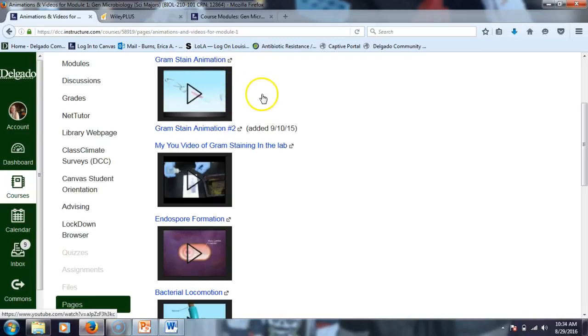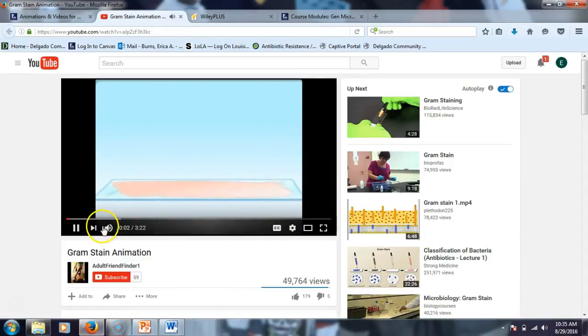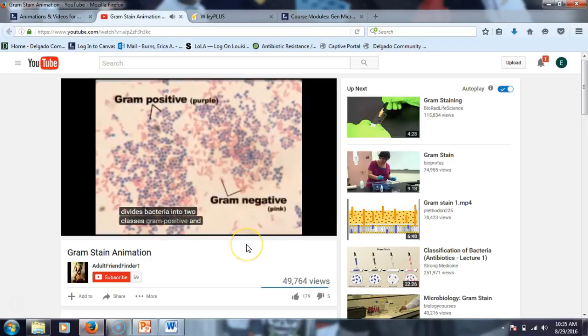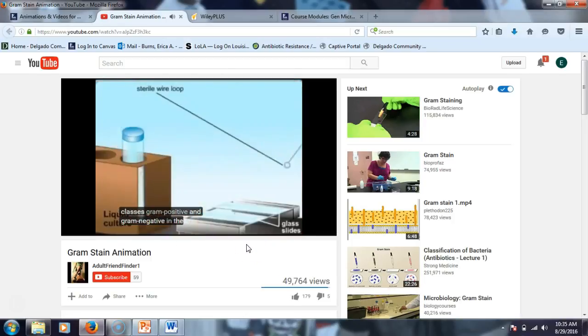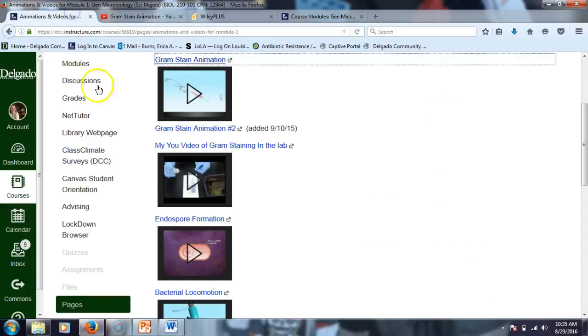It does have correct captioning, because here, I'll open it so you can see. The Gram stain is the most widely employed staining method in microbiology. It is a differential stain because it divides bacteria into two classes: Gram positive and Gram negative. In the first step of the Gram stain procedure, cells from... let's pause that one. This one does not have any audio, so it is definitely captioned. There's no audio. I'm going to add my own audio right now.